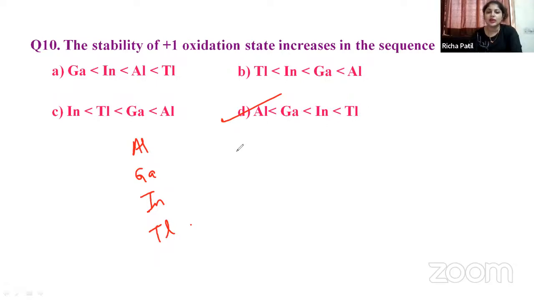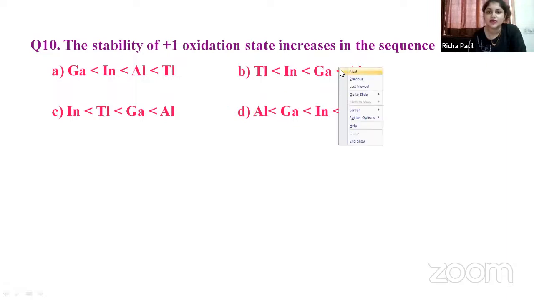Boron and aluminium mostly form +3. As you go down, gallium, indium, thallium form both +3 as well as +1. But more stably, because of the inert pair effect, they will be able to lose only one electron. So this is the correct order. So it is D. This is the correct answer. So we'll go for the next.